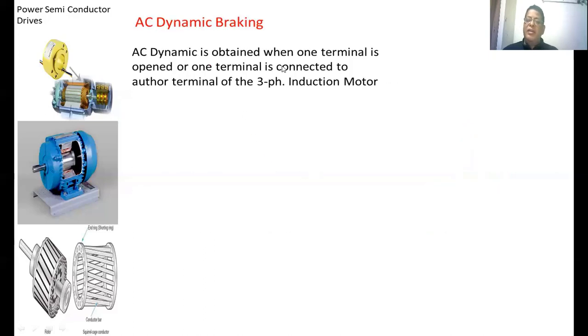AC dynamic braking is obtained when one terminal is open or one terminal is connected to the other terminals of a three-phase induction motor. Suppose we have an induction motor with a three-phase supply. If we open one phase, the remaining two phases are excited, or if we connect one phase to another phase, it gives AC dynamic braking, which means we are applying an unbalanced voltage to the stator of the induction motor.